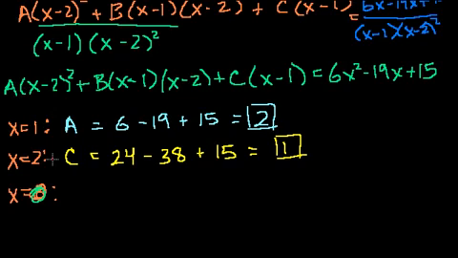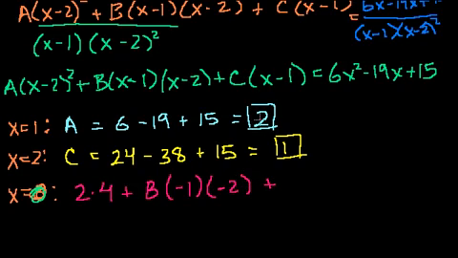We have a, but a is 2, right? 2 times 0 minus 2 squared. So that's minus 2 squared. So it's 2 times 4 plus b. That's what we're trying to solve for. We already solved for everything else. B times minus 1, right? 0 minus 1 is minus 1 times minus 2 plus c times minus 1. If x is 0, then this is 0, this is 0, and it is equal to 15. Now we just solve for b.